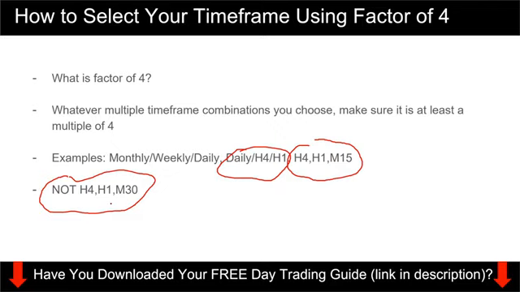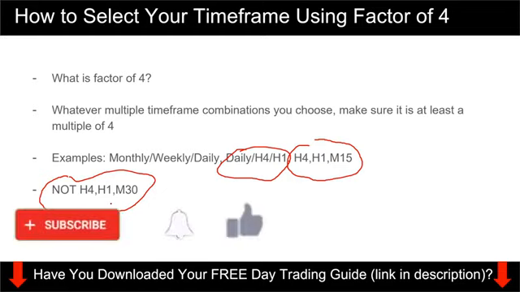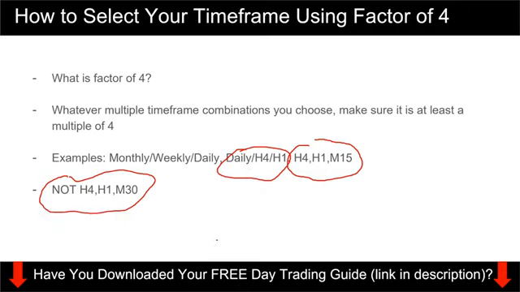H4 to H1 is a multiple of 4, that's right. But H1 to M30 is only a multiple of 2. It's not a multiple of 4. Because in an hour, there's only 60 minutes, and M30, one candle is 30 minutes. So two 30 minute candles make up an hourly candle. So it is not a multiple of 4. So you do not want to use this time frame combination. So this is how you use the factor of 4.